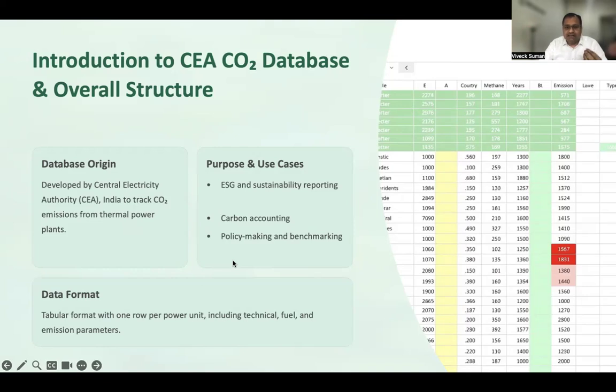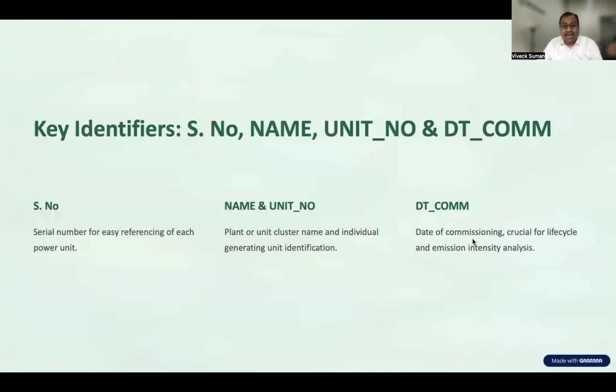Now, policy making, benchmarking, carbon accounting, ESG and sustainability reporting, everything requires these databases, specifically the use cases from here. Data format is tabular, as you have seen, and one row per unit is calculated, including technical, fuel, and emission parameters. Now, the key identifier here is what we have already discussed. It's typically presented in tabular form to make it easy to use. That's what they claim. But the problem is for new people, it becomes a surprising element: why should I look at so many rows, why should I look at so many columns?